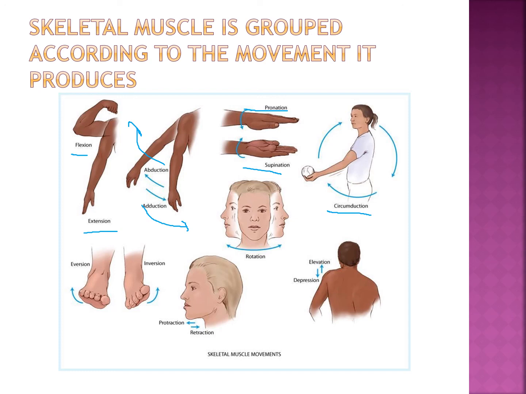Okay. Rotation, you know, shaking your head. Then we have elevation and depression, which I also did not talk about. Elevation, as you can see here, would be like shrugging your shoulders, bringing something up. Depression would be bringing something down. And then eversion and inversion, okay, it's just basically movements.